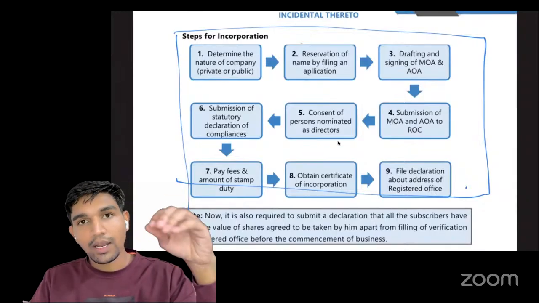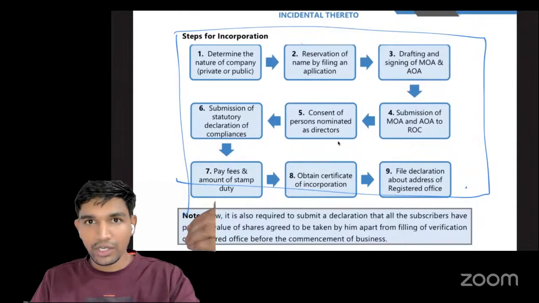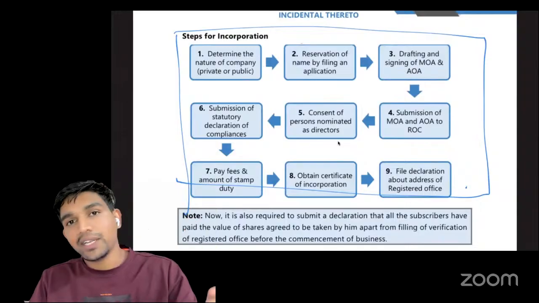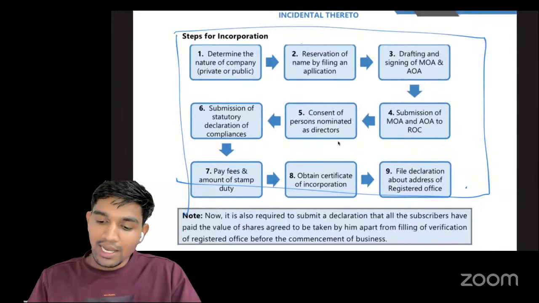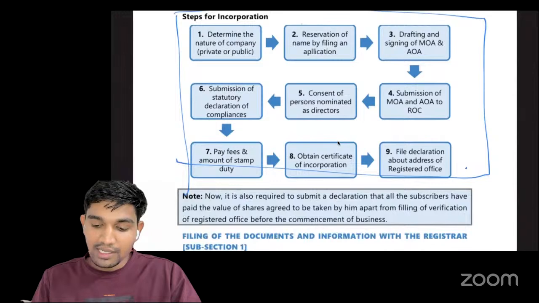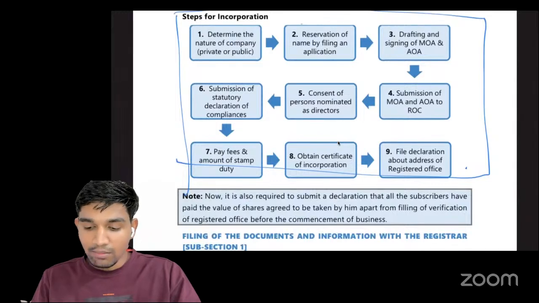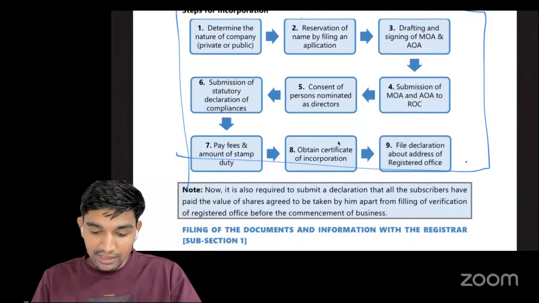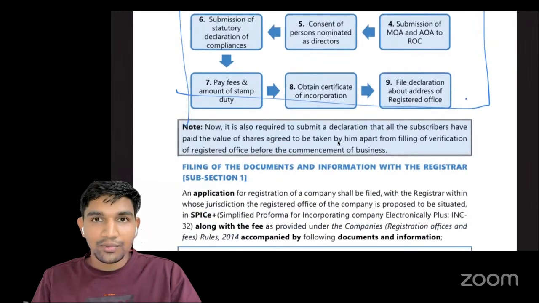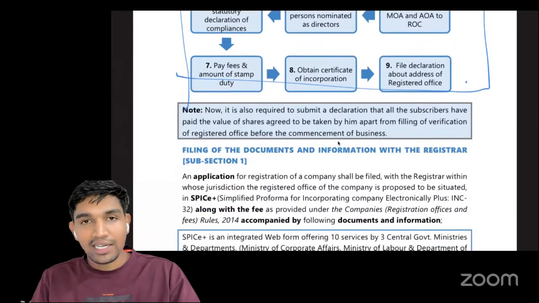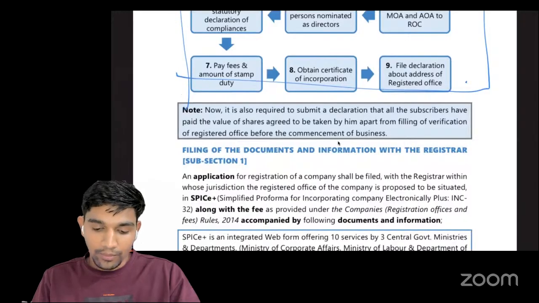Then you have to draft and sign the memorandum of association and articles of association. Once drafting and signing of MOA and AOA has been done, then you have to submit the MOA and AOA to ROC, and you have to submit consent of persons nominated as first directors, then submission of statutory declaration of compliances, then you have to pay fees and amount of stamp duty, and then obtain certificate of incorporation, then file declaration about the address of registered office.